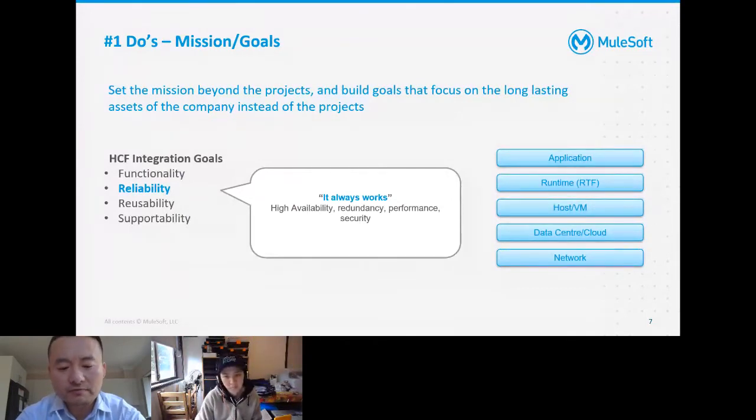There are a number of layers for reliability. The top layer, application. In HCF, we worked with MuleSoft and introduced Runtime Fabric, which is RTF. As most of you are aware, RTF is a Kubernetes-based cluster. Each application is running within its own container. Each instance of the application is called a replica. In HCF production, we have at least 2 RTF replicas for each MuleSoft application. This not only provides the performance, but also the high availability on the application level.